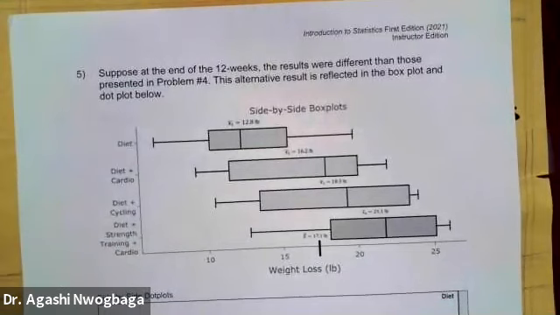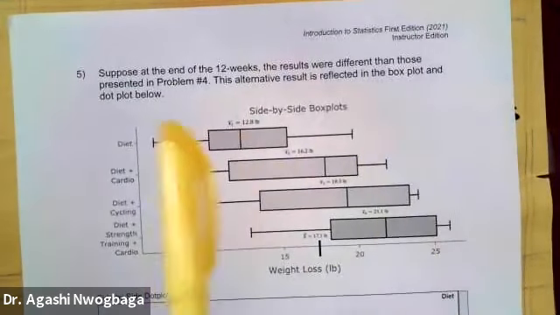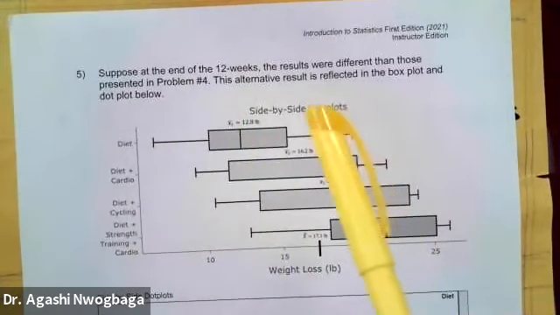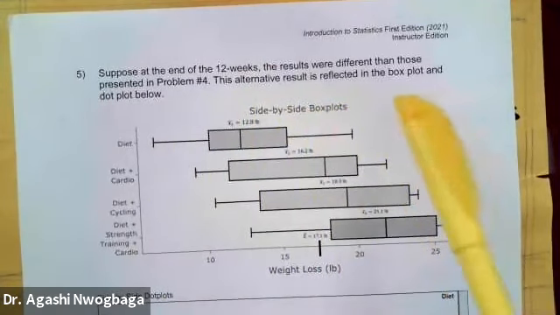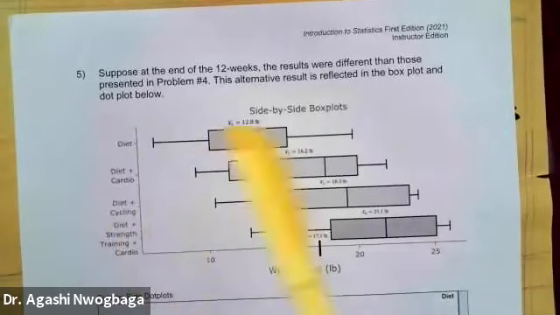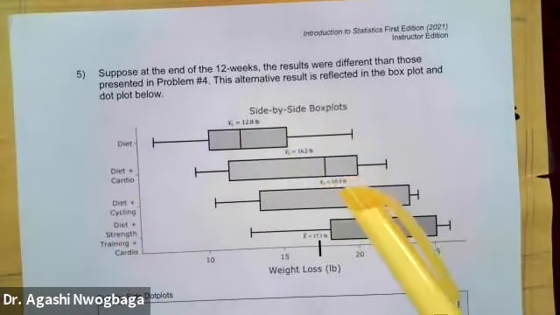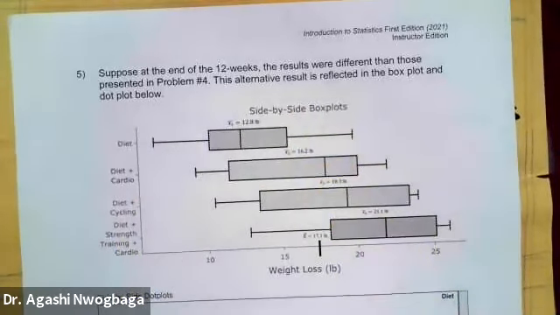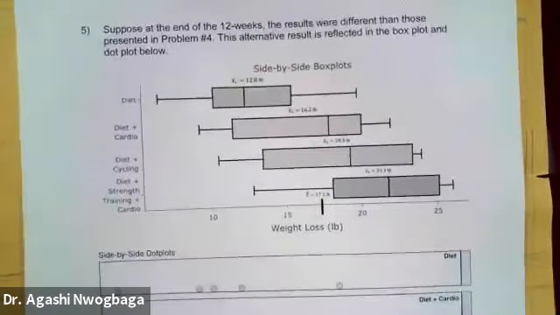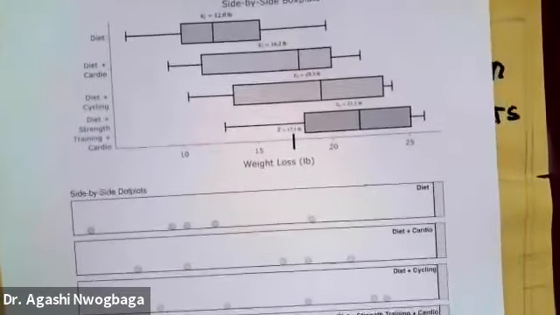Suppose at the end of the 12 weeks, the results were different from those presented in problem 4. This alternative result is reflected in the box plot and dot plot below. So we have similar dot plots and box plots here. This is problem number 5.